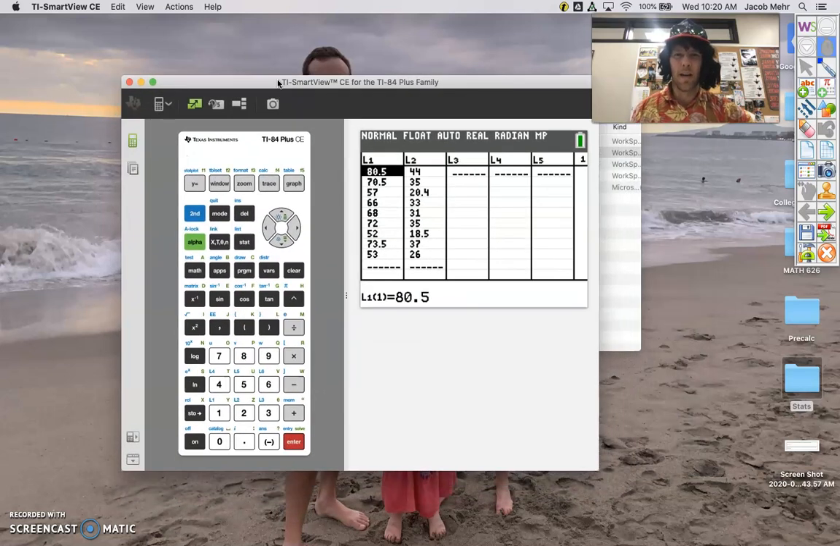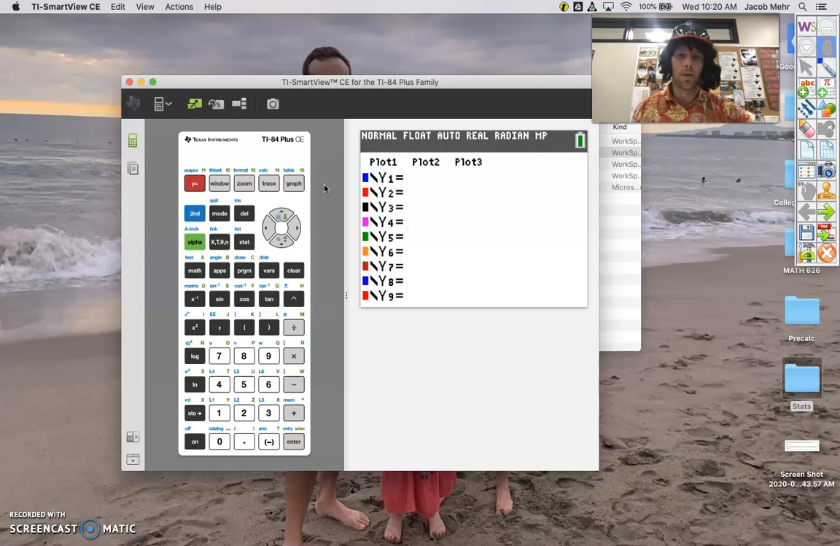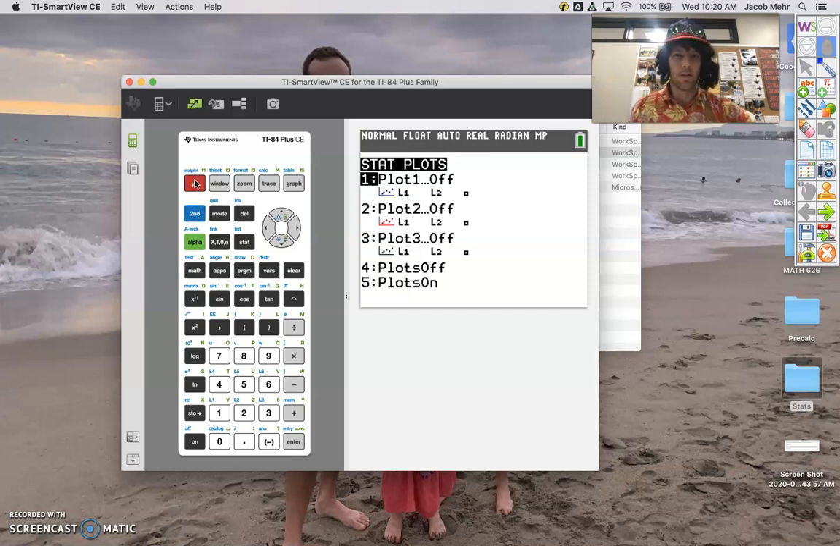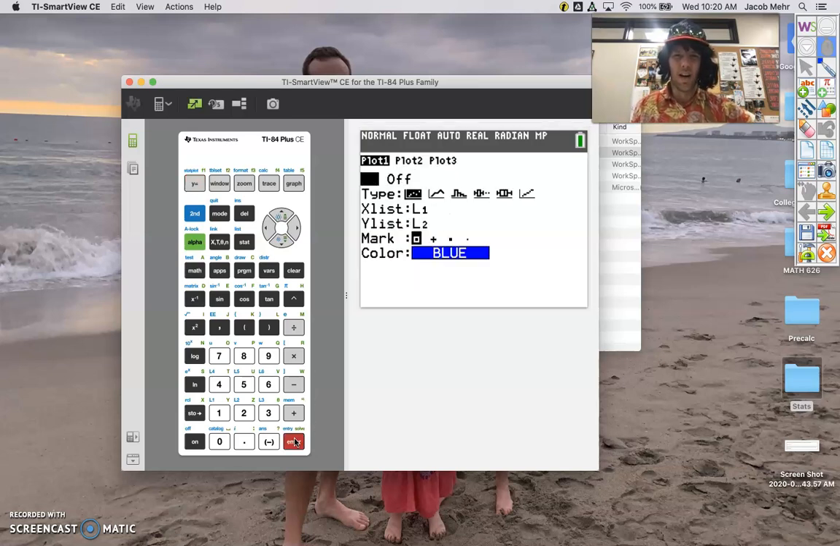To make my scatter plot, first I'm going to go to y equals. I'm going to make sure there isn't anything in there, so I'm going to clear out any of that. I'm then going to go to stat plot, so second, stat plot. I'm going to choose plot 1. I'm going to turn it on. I want the type to be a scatter plot, which is the first one. My x's are in list 1. My y's are in list 2. Technically we could have put them in the other order and then just done it here, but I like to keep it simpler. I always like the x's in list 1 and the y's in list 2.